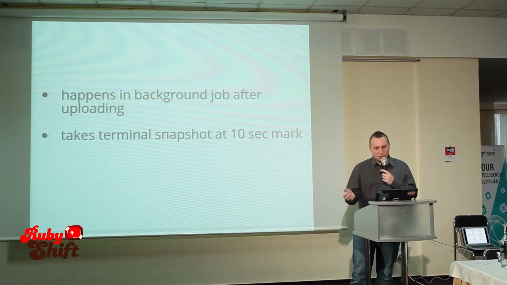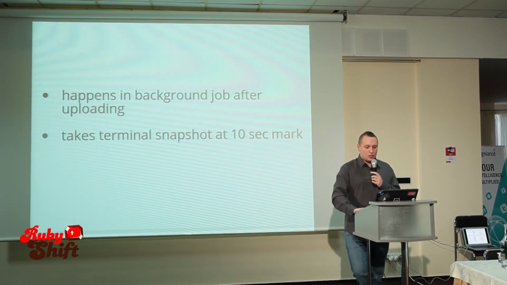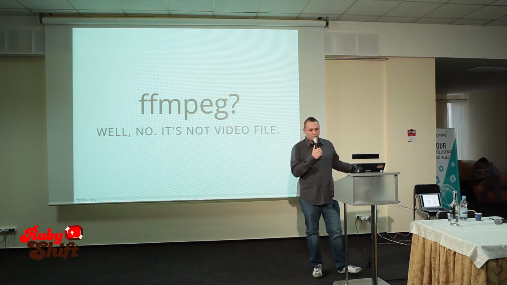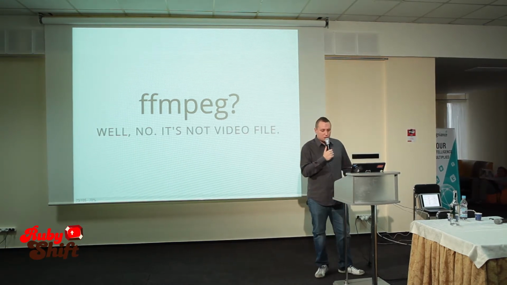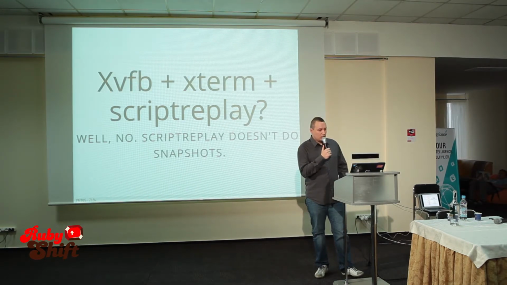Okay, so it happens in background. It takes a snapshot at the 10-second mark, because usually at the beginning there's nothing more than a prompt printed to the terminal. And it's just a text. So usually when you do thumbnails, you use FFmpeg, because FFmpeg can do a snapshot of the video and put it into a JPEG file, but it's not a video file, so that doesn't work.